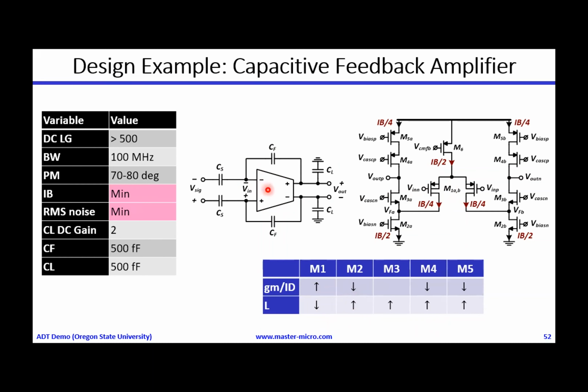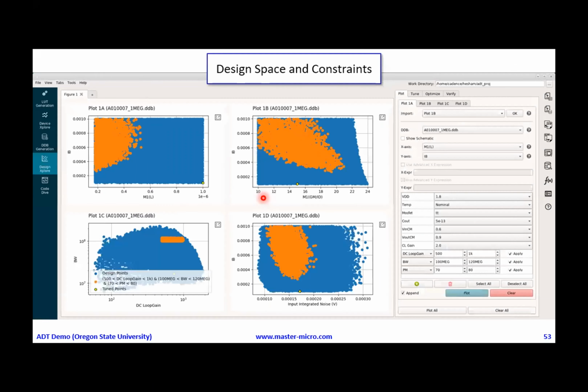So let's see how ADT can help you with this design problem. In a typical case, if you are going to design this circuit, you will take at least 1 to 2 days, and using ADT, you can get the optimum point in 5 minutes. So let's see how.